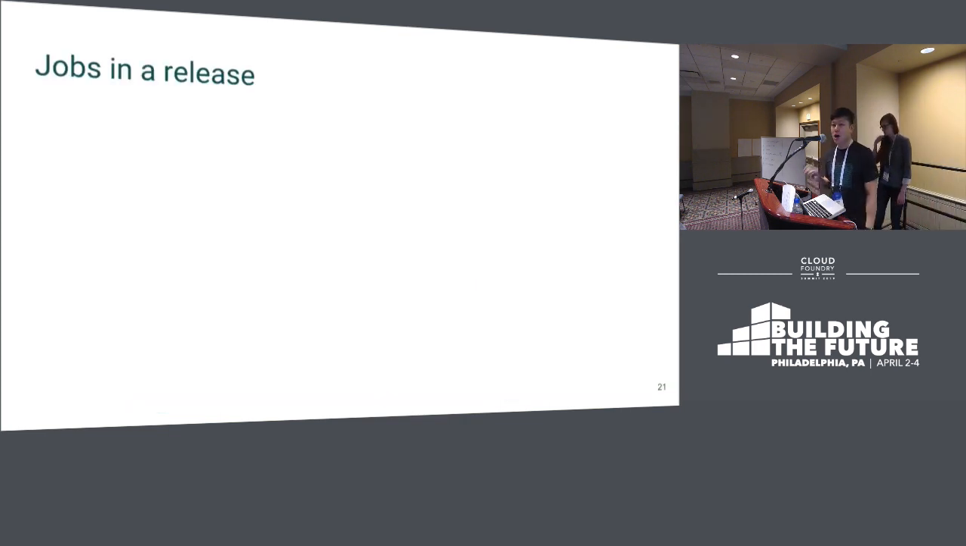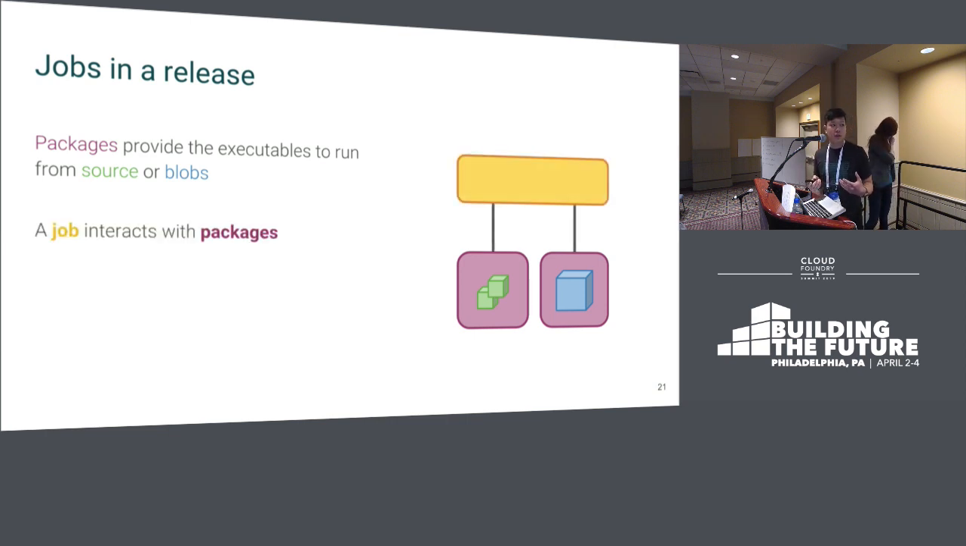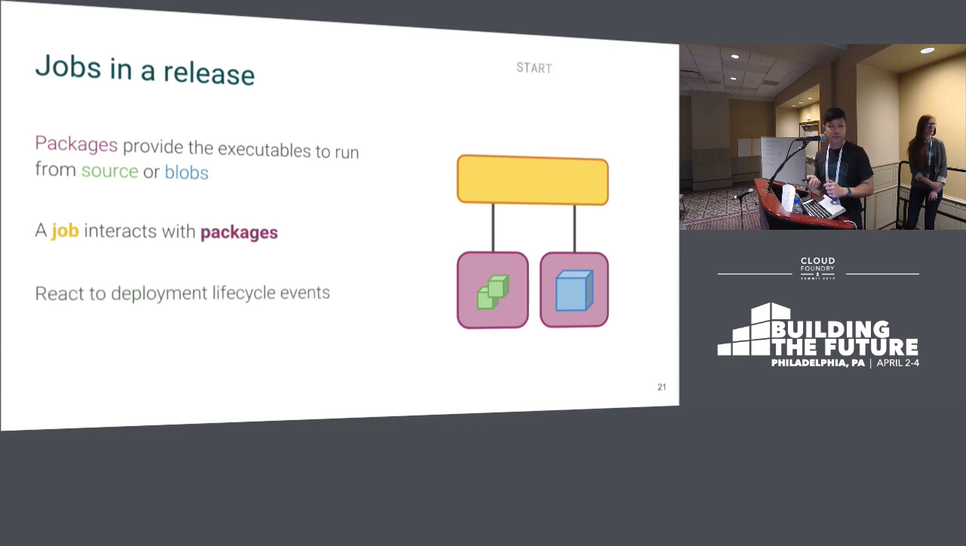So this is where our jobs come in. The packages are responsible for making our source code and our blobs available to the release, and it's the job's responsibility to control how to run them. So jobs interact with packages, and they're responsible for handling requests like start and stop. If you've ever run a Go app or a Node app, you run node app.js or go run whatever, and this is where that's specified. It's the how of how to run the code that's sitting in your BOSH release.